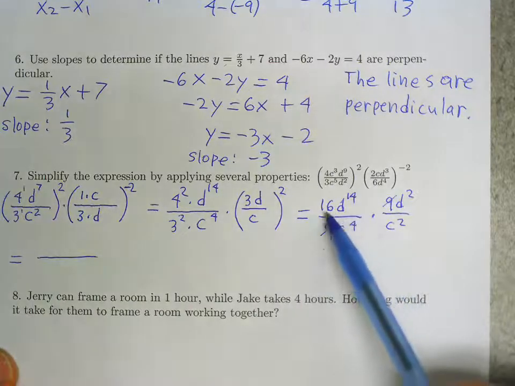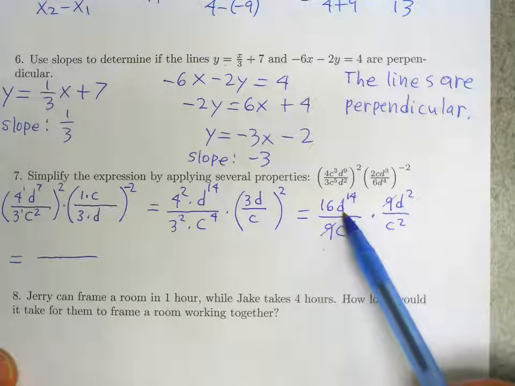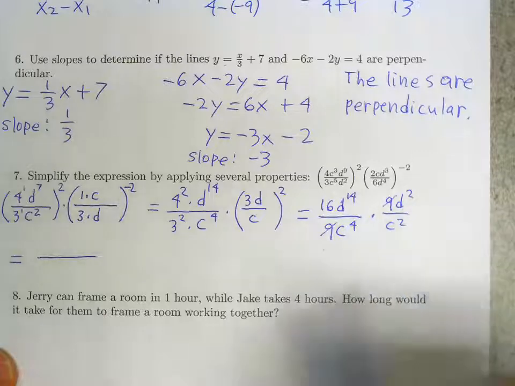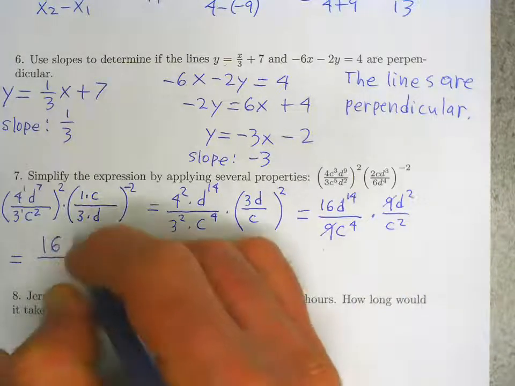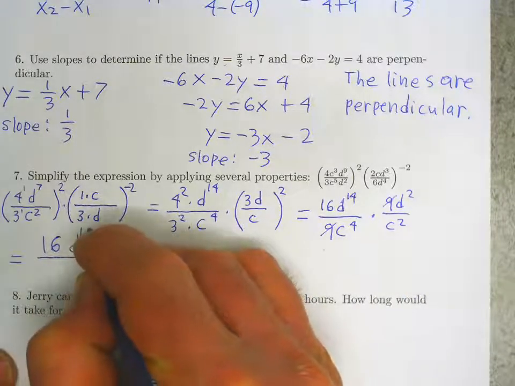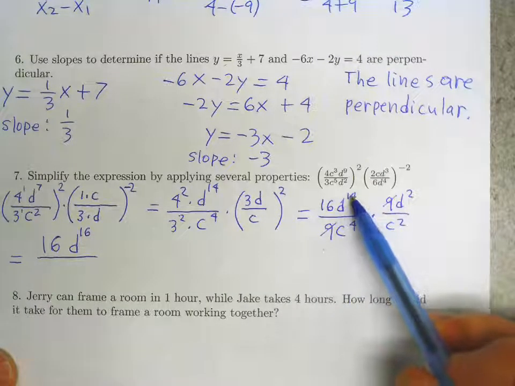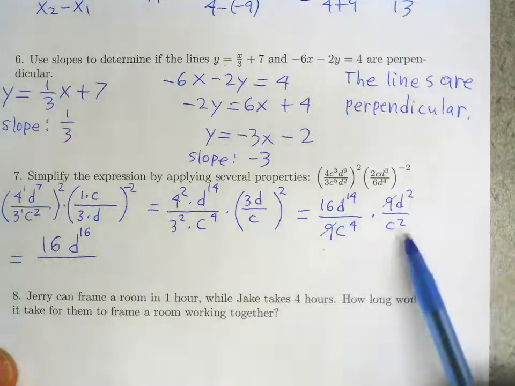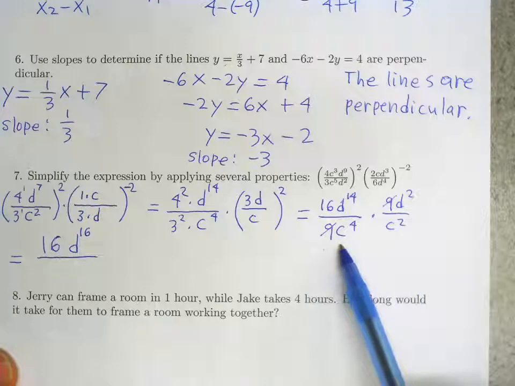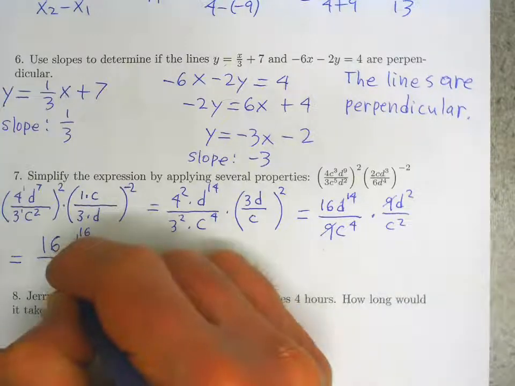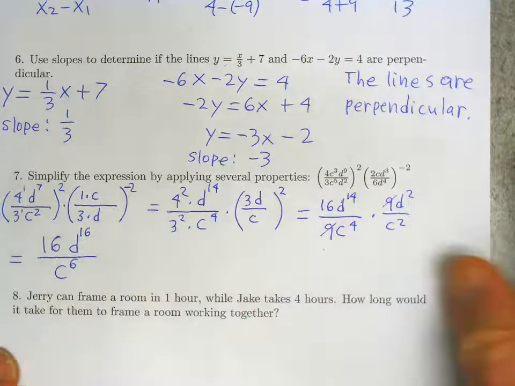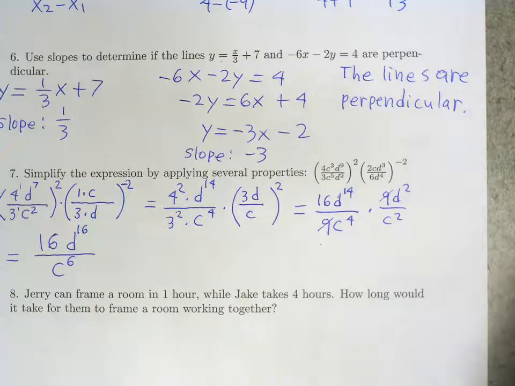And then the next step, we can write the completely simplified form. So over here in the numerator, 16 times d to the 14th times d to the second is 16 times d to the 16th, because we're adding the exponents. And in the denominator, c to the fourth times c to the second is c to the sixth. Okay, that's as far as we can simplify that one.